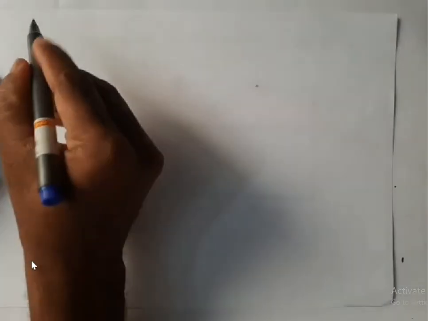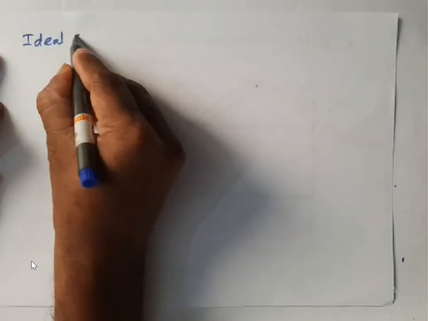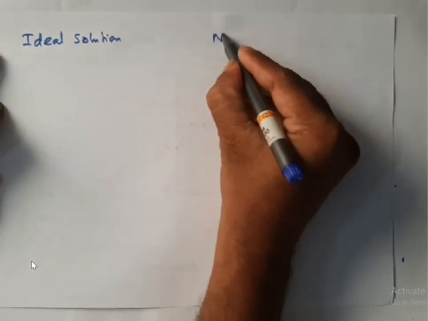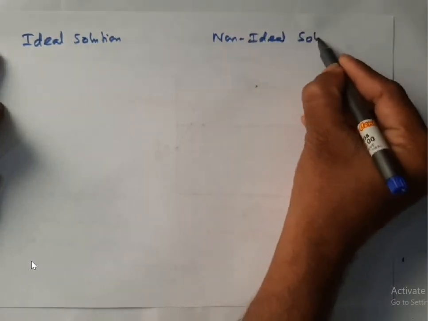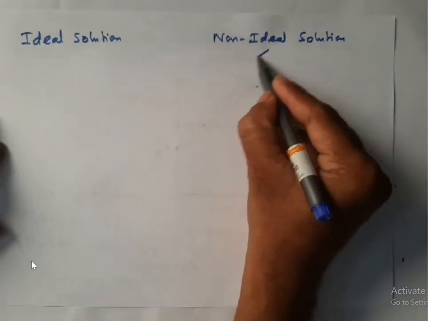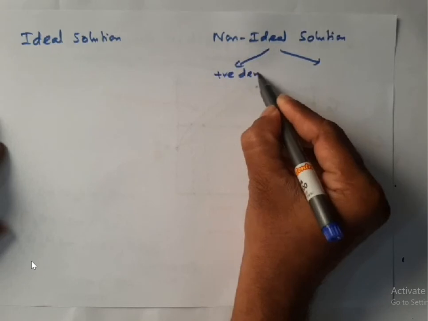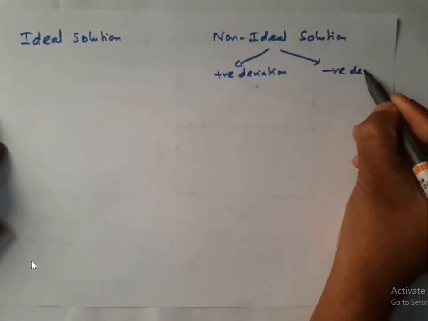So we have ideal solution. Students, observe carefully. We have ideal solution and we have non-ideal solution. In non-ideal, we have solution showing positive deviation. We also have solution showing negative deviation.